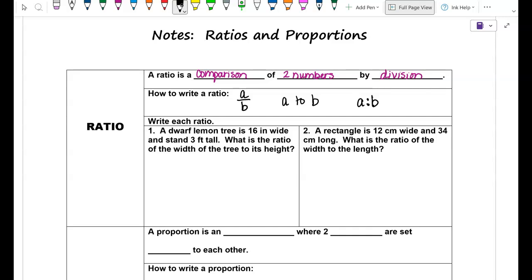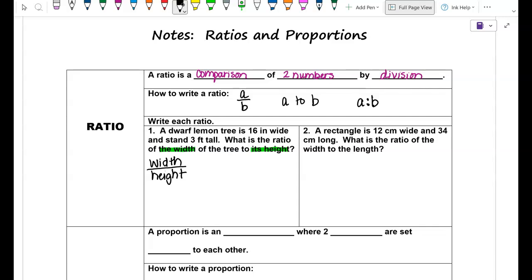So how do we write ratios? Well, the first one says a dwarf lemon tree is 16 inches wide and stands 3 feet tall. What is the ratio of the width of the tree to the height? Now, how do I know how to write a ratio? It's the order the words are given to me. When I look at it, it says, what is the ratio of the width to its height? They list width first. So width becomes my numerator. Height is listed second, so it becomes my denominator.